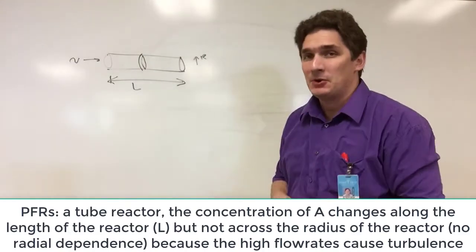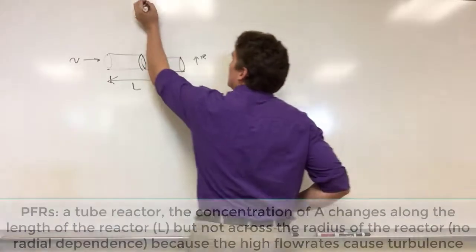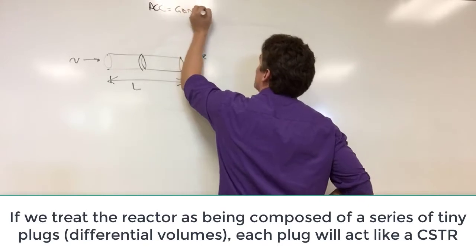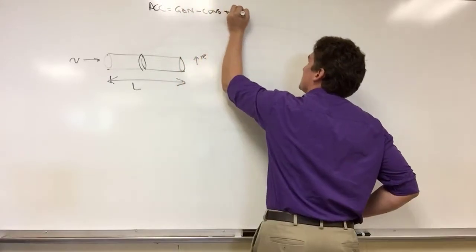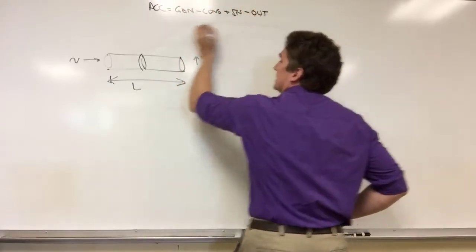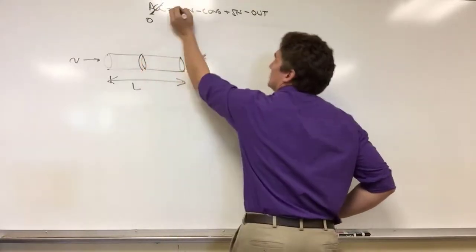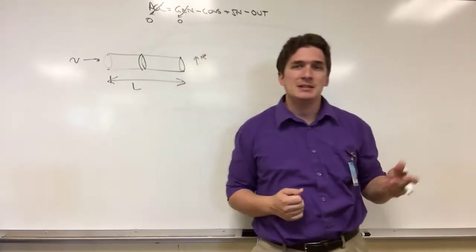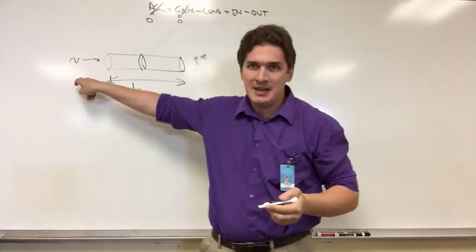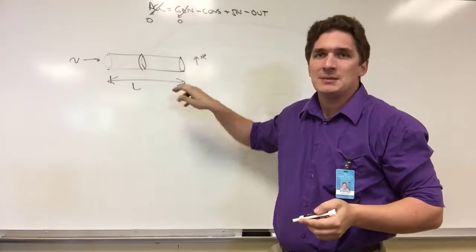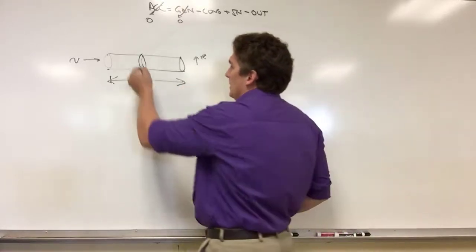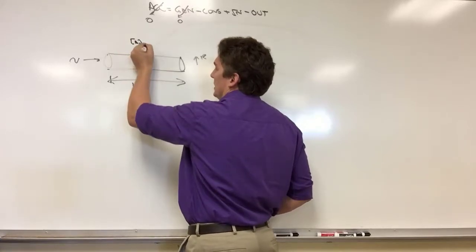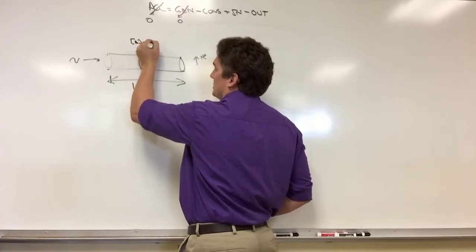So we're going to take the same approach we did before. We're going to say that accumulation equals generation minus consumption plus in minus out, our master design equation. Now again, we're going to assume steady state operation, so accumulation is 0, and A is a reactant, so generation is 0. Now the complication is that when we had a CSTR, we had the starting concentration coming in and the concentration coming out. We don't have that anymore. What we have now is the concentration coming into this control plug and the concentration coming out.